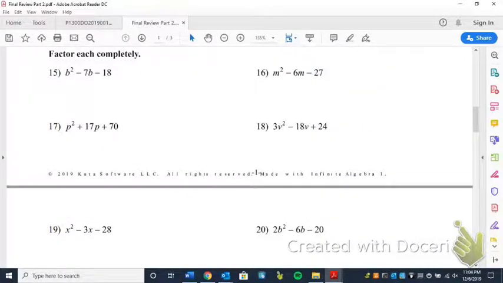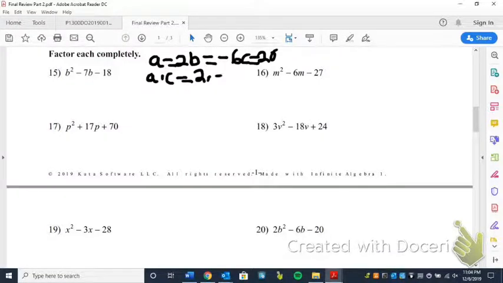One more, and then we should be, I think, okay. So here, we're looking at number 20. A equals 2, b equals negative 6, and c equals negative 20. That's step 1. Step 2, we multiply a times c. 2 times negative 20 gives us negative 40. And I'm going to find the factors of negative 40.